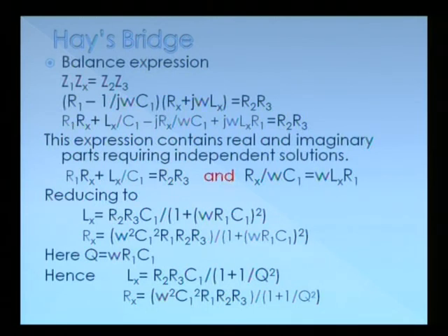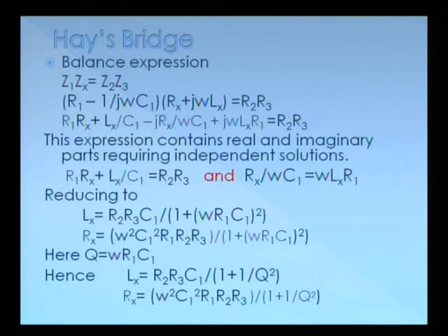Balance expression: Z1 Zx is equal to Z2 Z3 as normal. Z1 is defined as R1 minus 1 upon j omega C1. Zx, defined as Rx plus j omega Lx, is equal to R2 R3. Now this particular expression can be reduced further to the next level, that is R1 Rx plus Lx upon C1 minus j Rx upon omega C1 plus j omega Lx R1 is equal to R2 R3, again containing two parts, or separating the two parts of real and imaginary type.